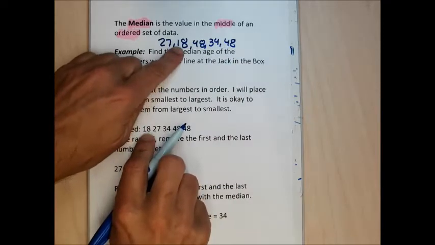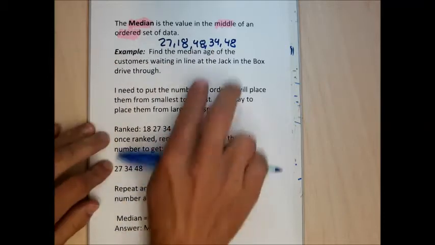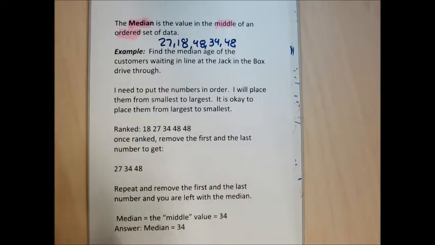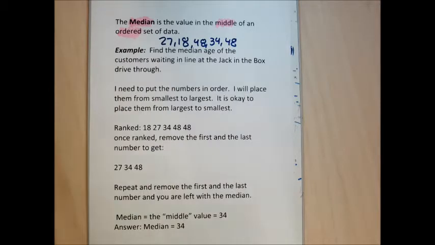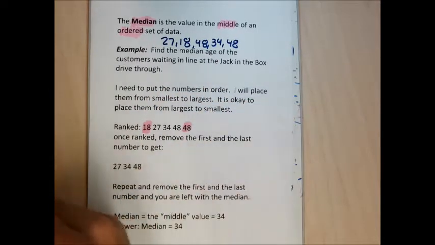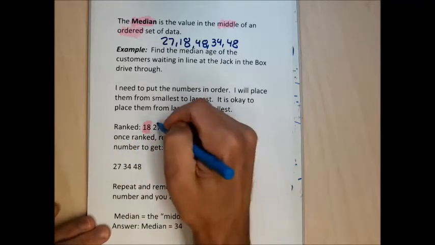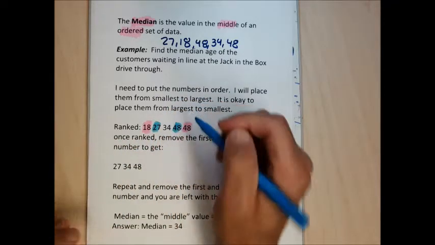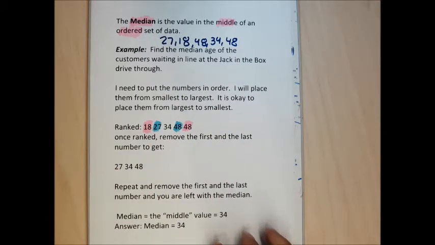I took the 18, I wrote it first because it was the lowest, the 27 second, the 34 third, and each of the 48s fourth and fifth, or last. And then to find the median, I just need to find the middle number. The median's the middle number in a group of ordered data. To find the median from this list, the first thing I'm going to do is search for the middle number. And to do that, I'm going to cross out the first number and the last number. And then I'm going to look at the numbers that are left. I'm going to cross out the second number and the second from the last number. When I only have one number left, then that number is the median.